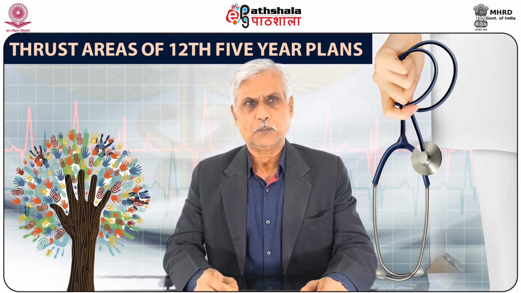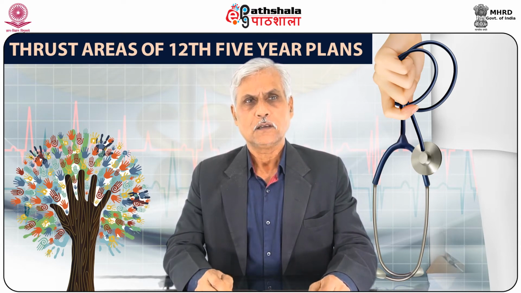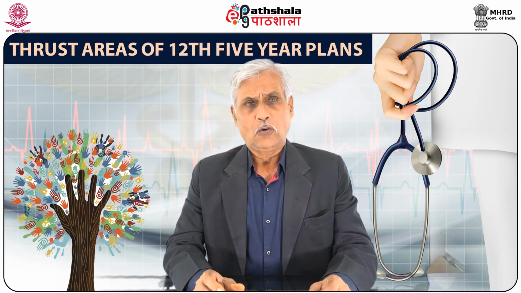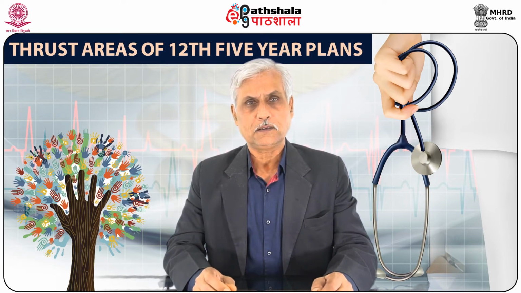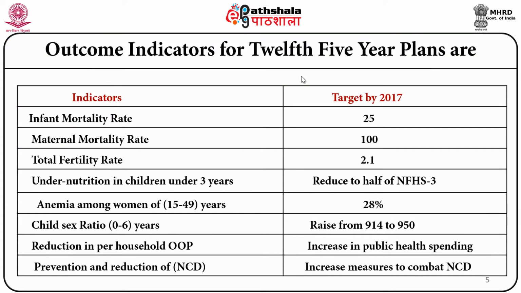The 12th plan emphasizes faster, sustainable and inclusive growth. Outcome indicators have been set and monitored. This 12th 5-year plan has clearly identified that health cannot be delivered only by the health department. There is a strong need for inter-sectoral convergence and community participation. A number of indicators have been set to be achieved by the end of the 12th 5-year plan.